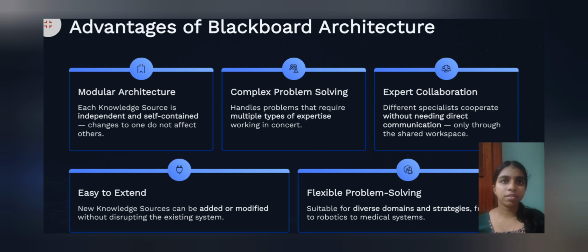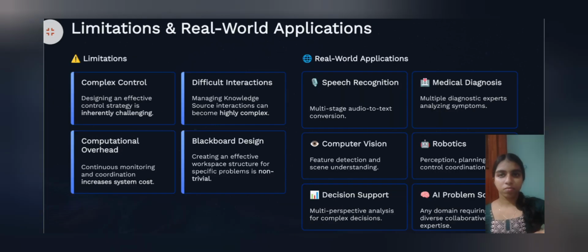Now let us discuss the advantages of Blackboard architecture. Complex problem solving, expert collaboration, flexible problem solving, and others are the advantages of Blackboard architecture.